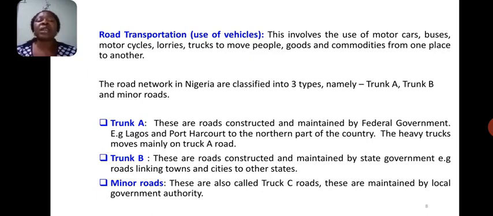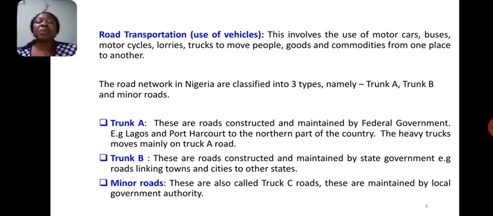The road network in Nigeria are classified into three types, namely Trunk A, Trunk B, and the minor road. Trunk A roads are roads constructed and maintained by the federal government, e.g. Lagos and Port Harcourt to the northern part of the country. These heavy trucks move mainly on Trunk A road.